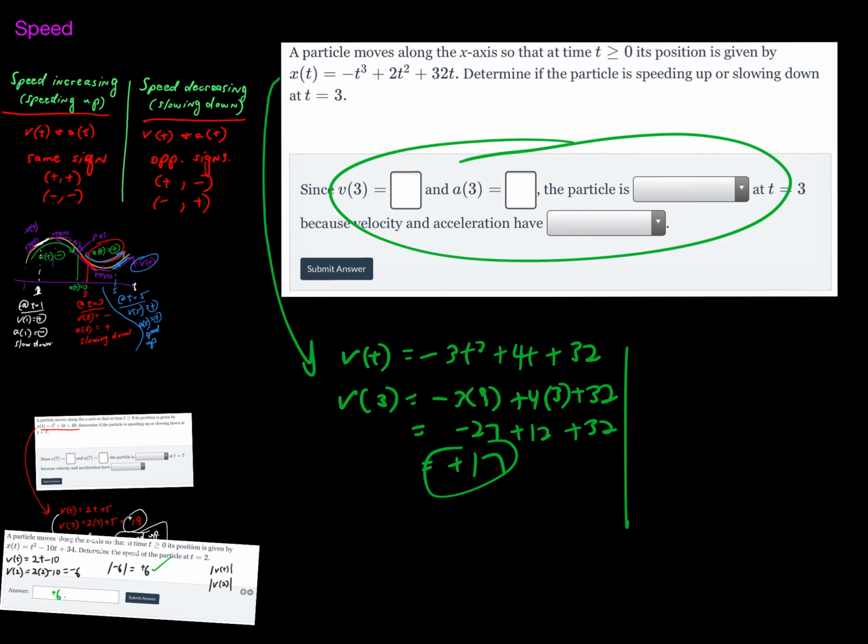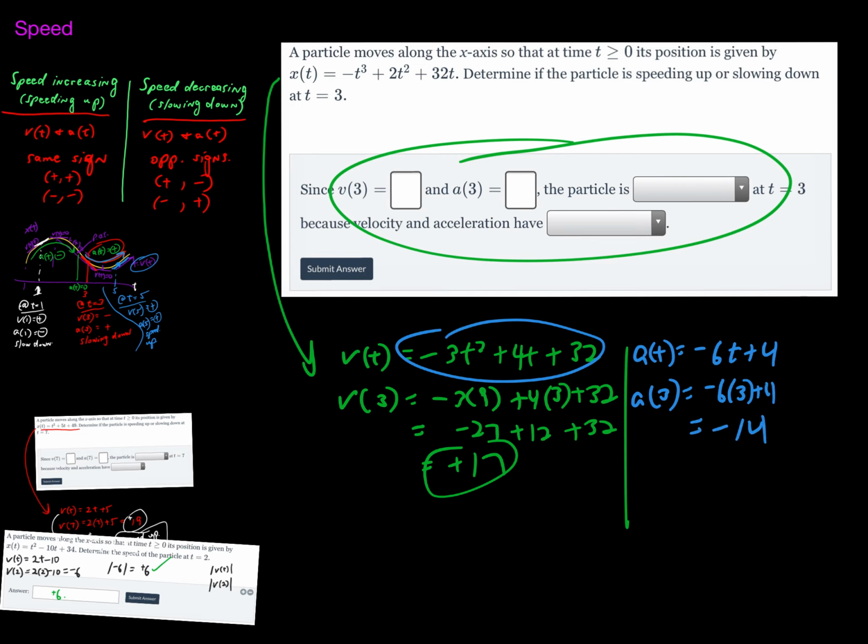All right, now for the acceleration. I'll do it over here in blue. The acceleration function, if we're taking the derivative of that, would become negative 6t plus 4. And we want to know what is the acceleration at time 3. That's going to be negative 6 times 3, negative 18 plus 4. That's a negative 14. Notice how they have opposite signs. If they have opposite signs, like we said before, it is slowing down at this point.